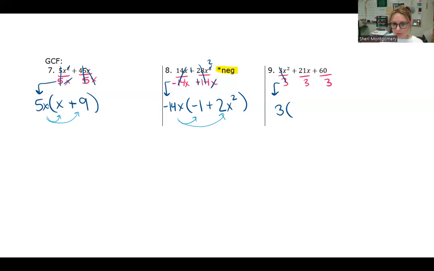So 3 divided by 3, that's just 1 x squared. 21 divided by 3, we get 7. And then 60 divided by 3, what? 60 divided by 3.